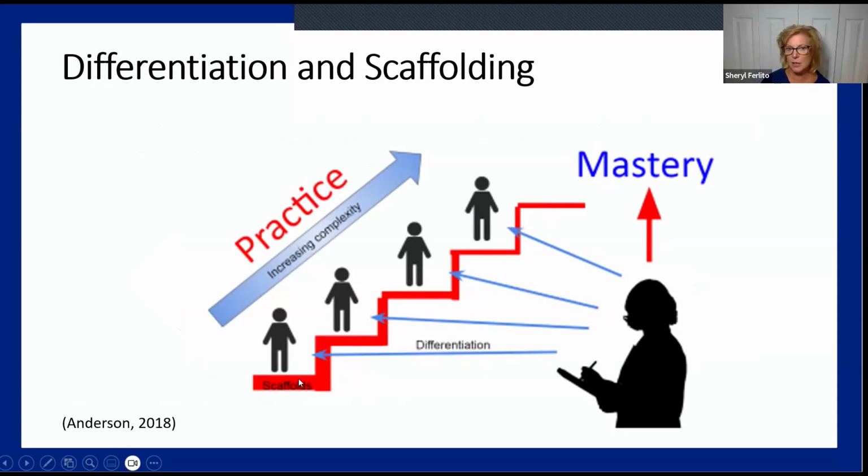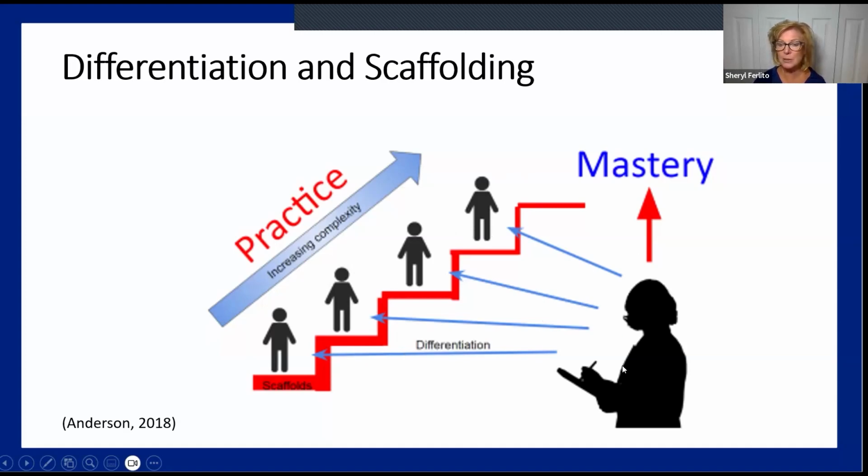Notice the scaffolds here are thicker at the bottom and they get a little bit thinner at top, because as they're reaching mastery, perhaps they don't need quite as much, right? So I want you to think of the scaffolds as the steps, right? The differentiation and scaffolds or the steps have to do with the content. The differentiation has to do with the learner. So this arrow is going to each of the learners, right?